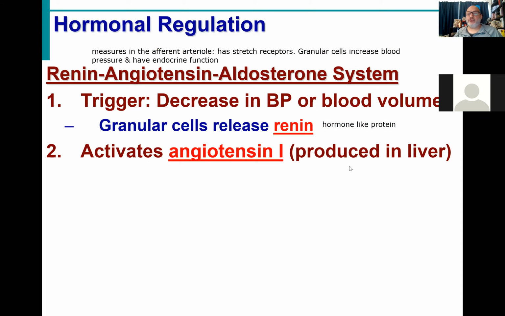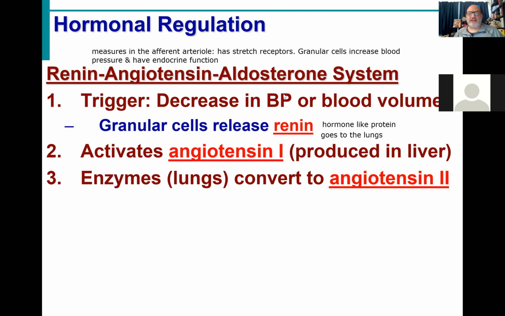Angiotensin 1 is produced by the liver. But where renin actually goes is it goes to the lungs. And in the lungs, there is a special enzyme. That enzyme is activated by the renin. And in the lungs, angiotensin 1, which is inactive, is converted into angiotensin 2, which is the active hormone.